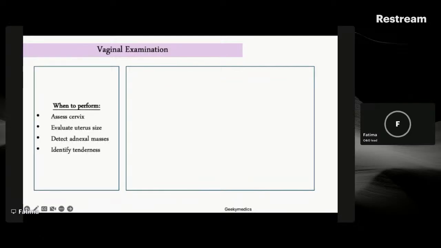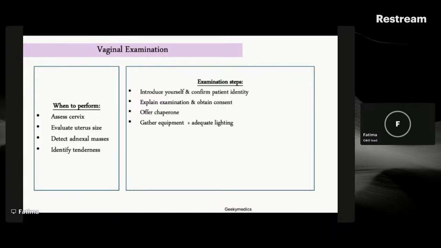Right, so vaginal examination, this is the final thing before we end. Vaginal examination, when do you perform it? You perform it to assess the cervix, to evaluate the uterus size, to detect any adnexal masses, adnexal being near the tube and ovaries as well, and to identify any tenderness. So you start off by introducing yourself, confirming the patient's identity, explain the examination, and obtain consent. Again, you're being specific, saying that in this examination, I will insert fingers into the vagina, okay? Offer a chaperone as well, because this is an intimate examination.